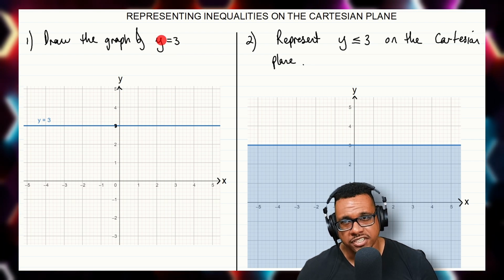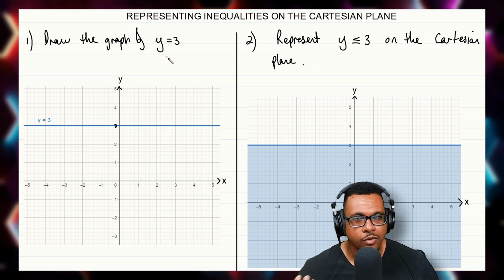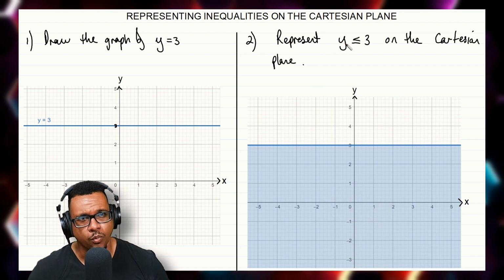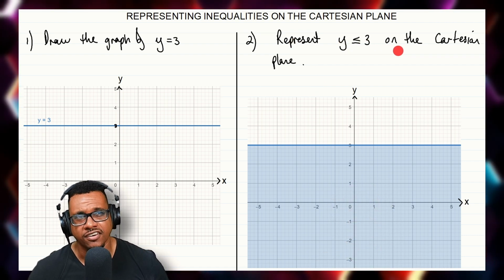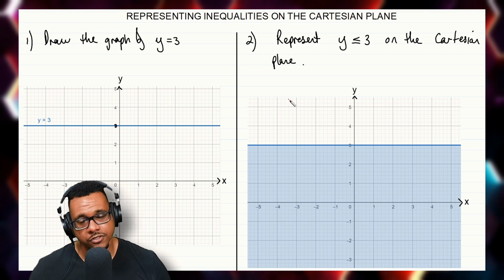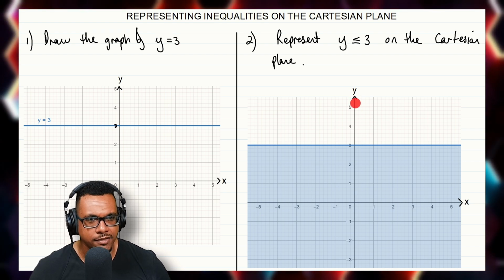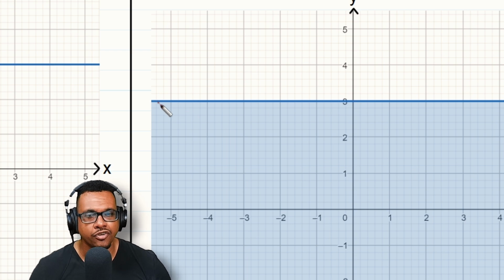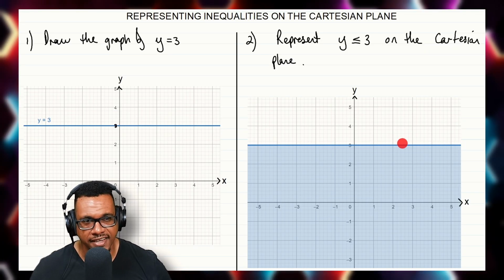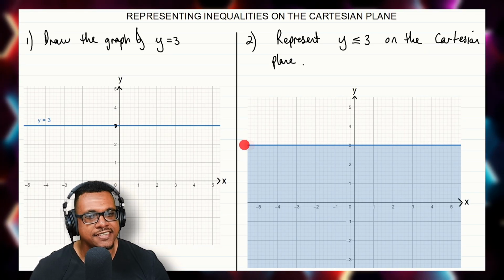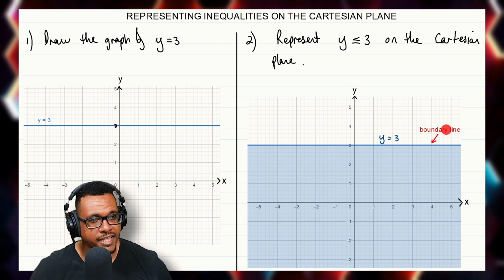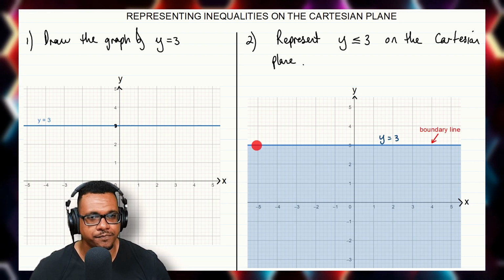Now this is an equation because we have an equal sign. So now let's use the inequality sign. We're going to represent y is less than or equal to 3 on the Cartesian plane. First, I will look at my y-axis. I'll look for 3 on the y-axis and draw a solid horizontal line passing through 3, and this line will be called our boundary line. So there you have it, our boundary line, y is equal to 3.